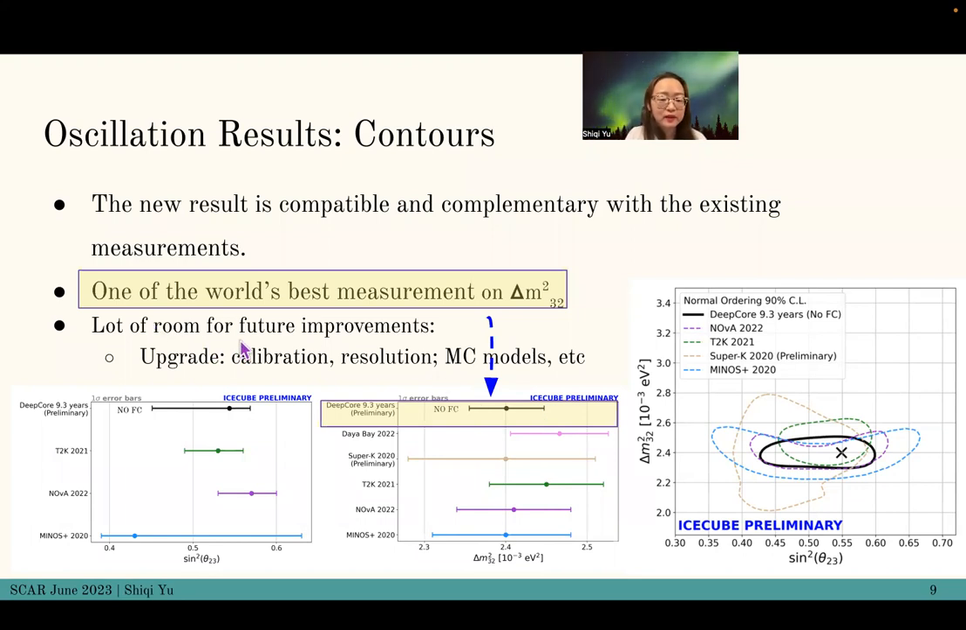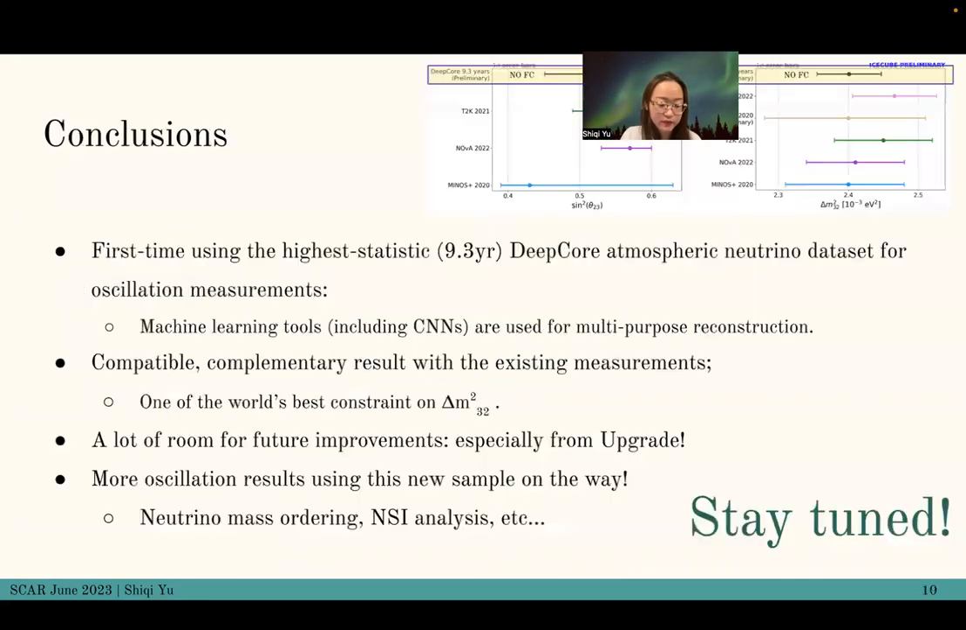And we do expect lots of room for future improvement, especially with the upcoming upgrade detector. We hope to improve our detector calibration and also the event resolution. And we also have underway improved Monte Carlo models that can be applied to future analyses.